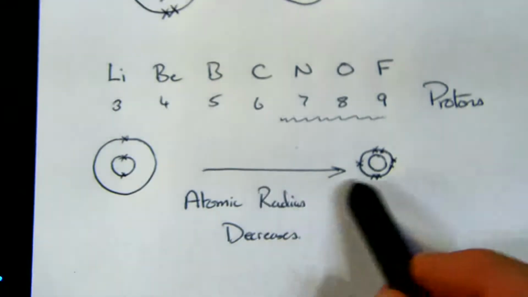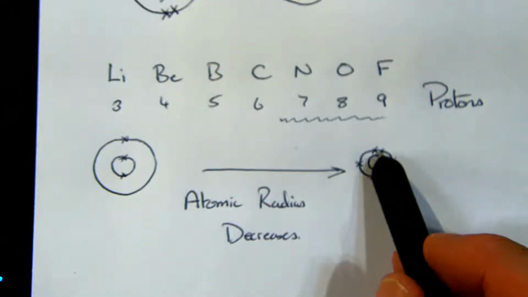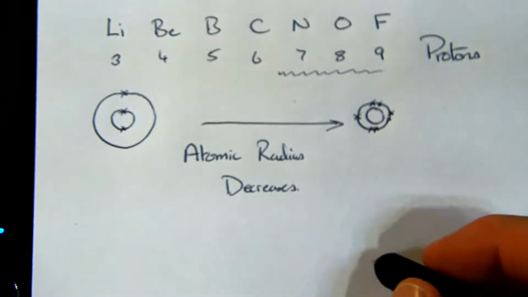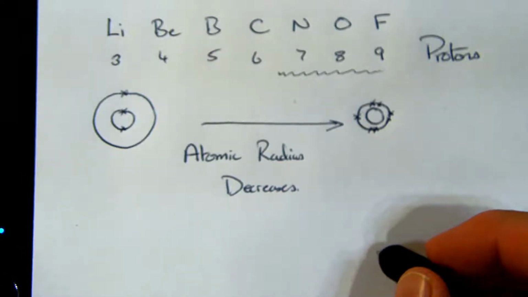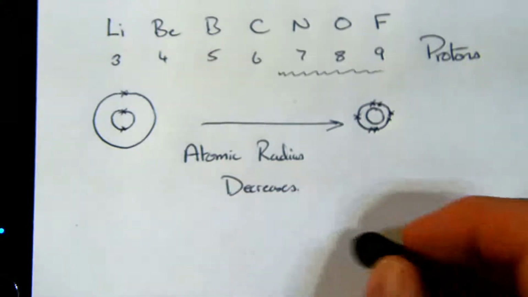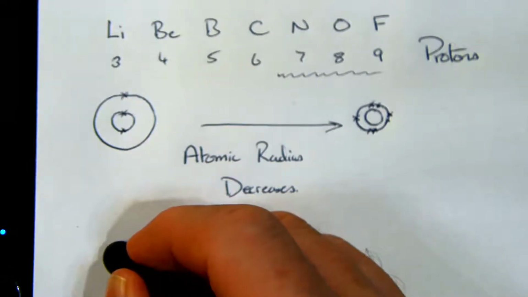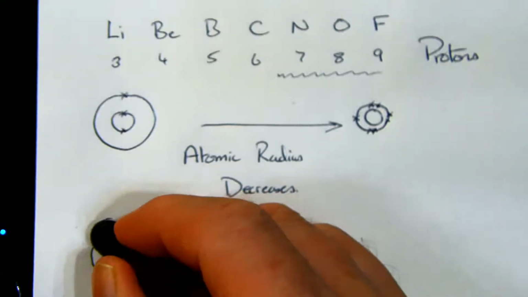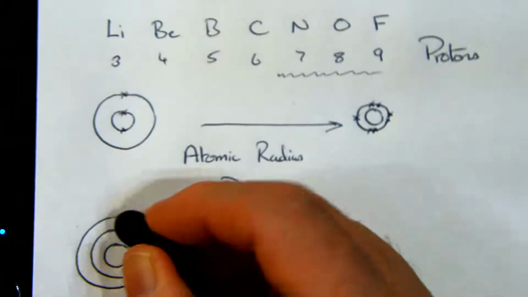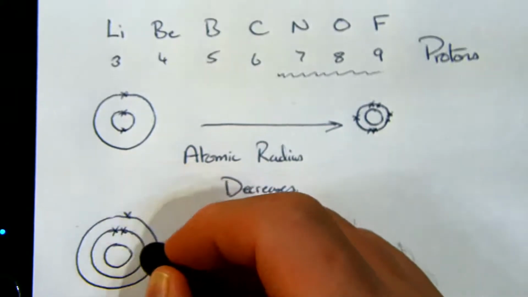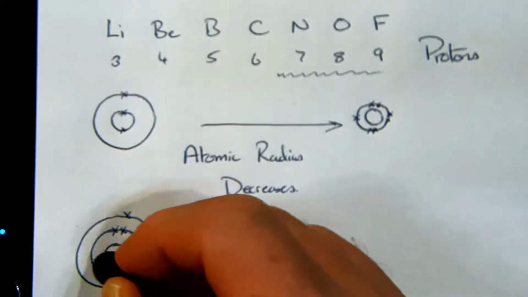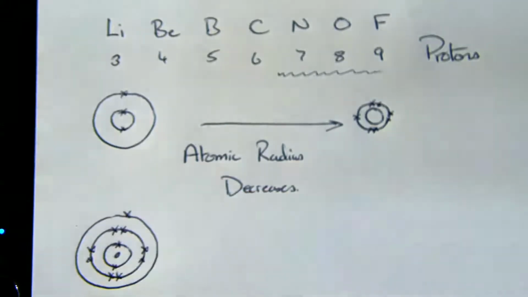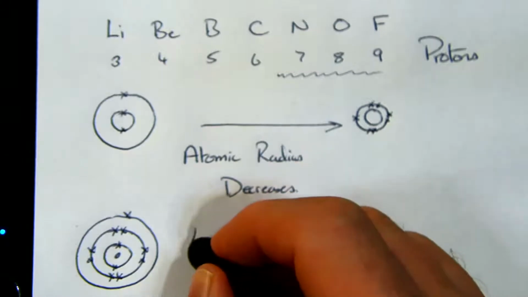So the charge here is increasing, and if we look at fluorine and we compare this with chlorine, the same sort of thing is happening. So if I look at my atom of sodium, we've got here electrons in the way of the nucleus, and this is called electron shielding.